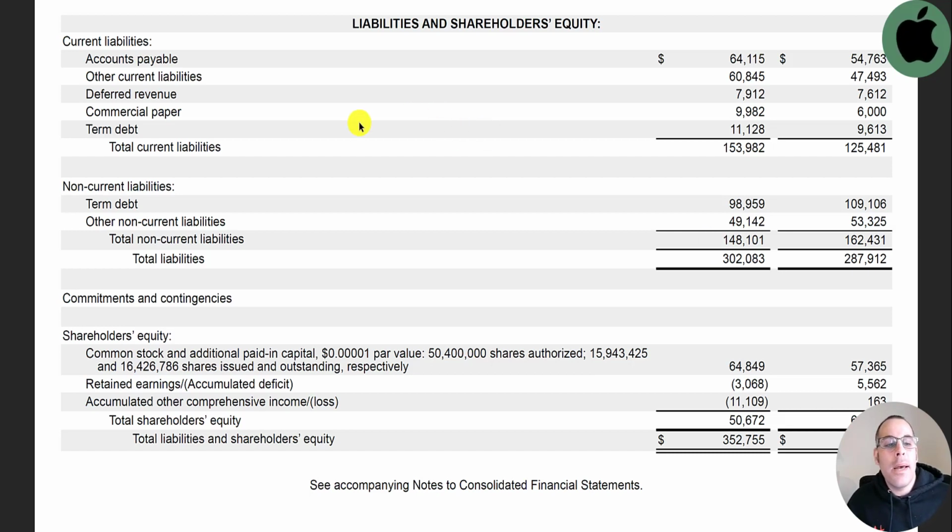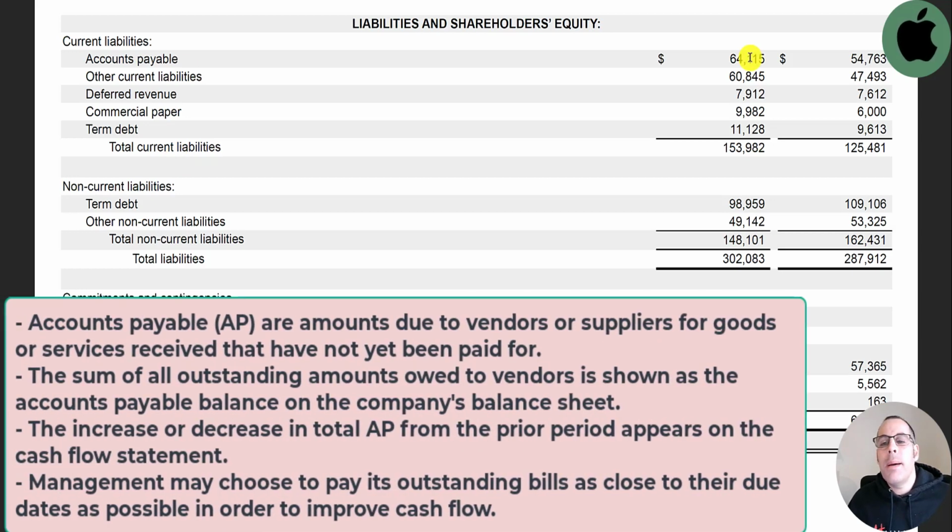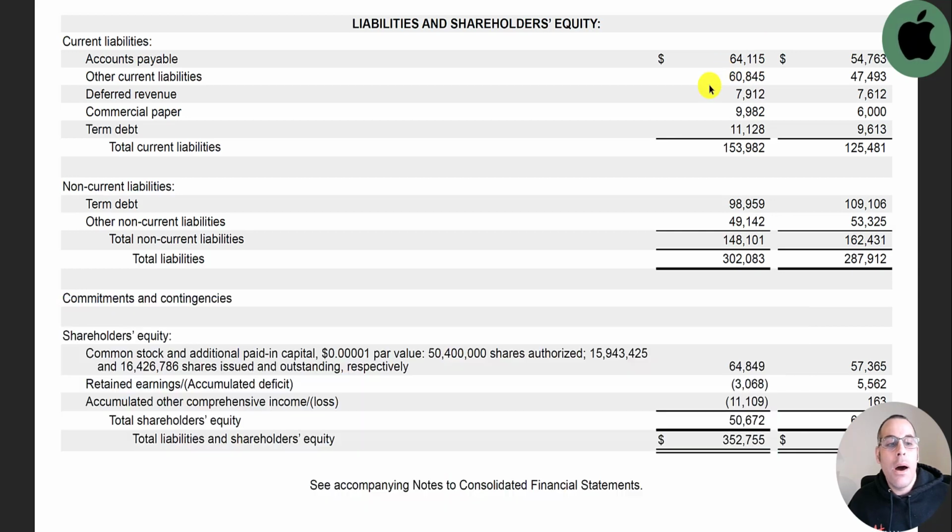Now if we look at the liability section, it's broken down to current liabilities and non-current liabilities. Current liabilities are liabilities due within 12 months. Accounts payables is what they owe their suppliers. So when they buy product on credit, that goes into accounts payable. So they owe $64 billion. Other current liabilities, $60 billion.